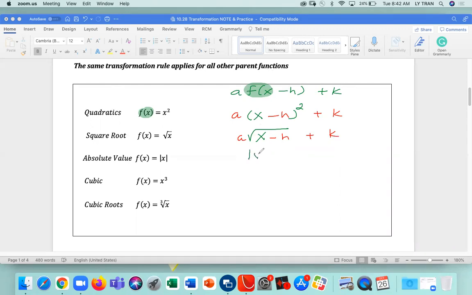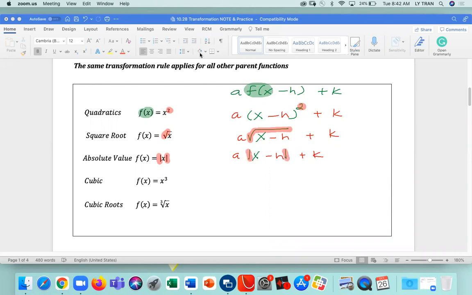You just keep the x and the specialty, and then you put the letter a in the front, h in the middle, k in the back. Notice how the specialty of the parent function stayed the same the whole time. I got a square, I got a square. I got the little root thingy, I got the little root thingy. I got a little bar thingy.